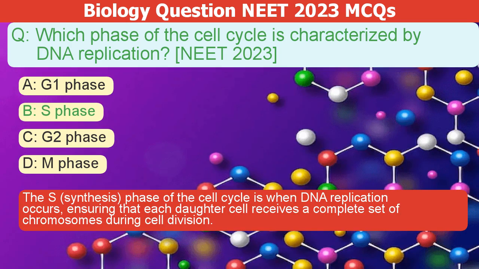The correct answer is B. The S, synthesis, phase of the cell cycle is when DNA replication occurs, ensuring that each daughter cell receives a complete set of chromosomes during cell division.